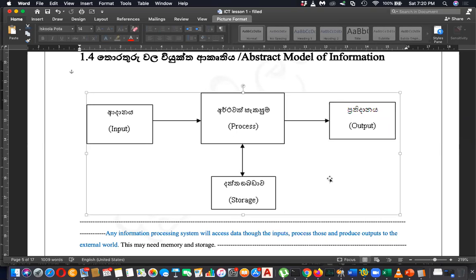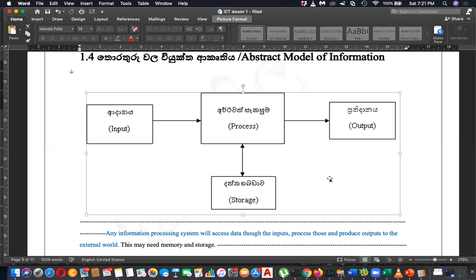Any information processing system will access data through its inputs, process those, and produce outputs to the external world. That is called abstract model of information. In Sinhala, it's called තොරතුරු සම්බන්ධ වියුක්ත ආකෘතිය. Abstract means super summary. If you take summary of everything, it's abstract. In abstract model of information, any information processing system will access data through its inputs, process, and produce outputs to the external world.